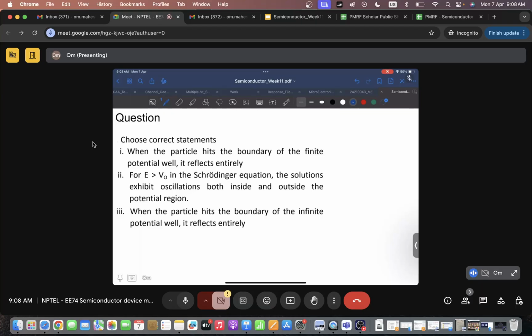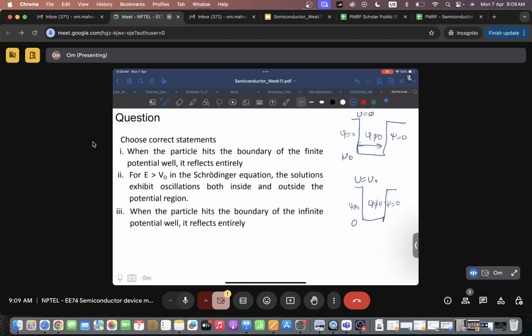So we have seen the infinite potential well, right? When U is infinity outside, and U is 0 inside, psi is non-zero only inside the potential well, and outside it is always 0. Now if U is not infinite, if U is some finite value, let's say U naught, and 0 inside, then psi is not equal to 0 outside also.